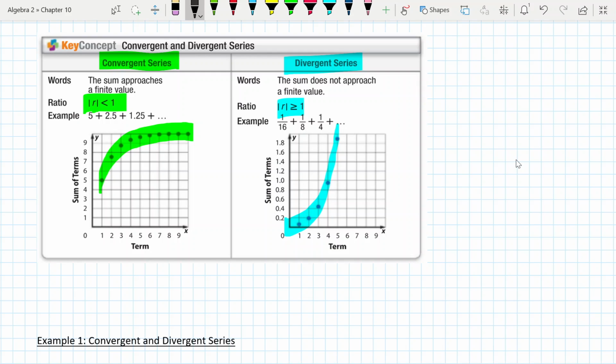Even 1.00000001, it's bigger than 1. That common ratio is divergent. But if you had 0.999999999, then you would have a convergent series. Weird, but true.